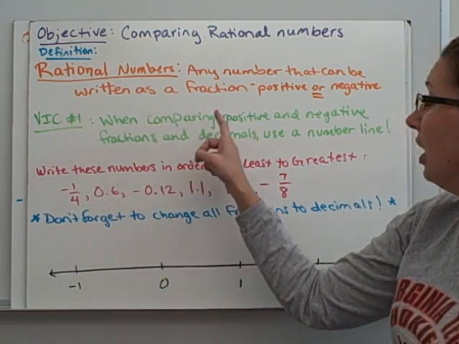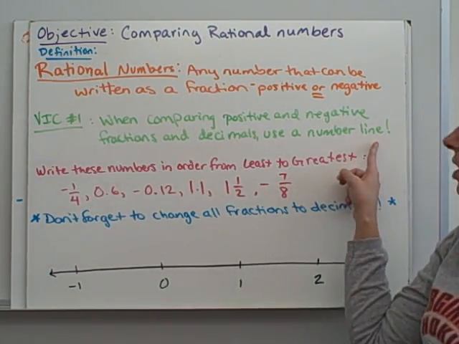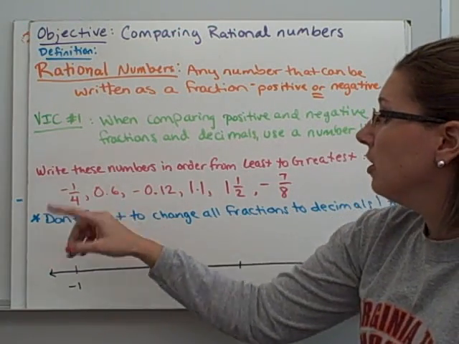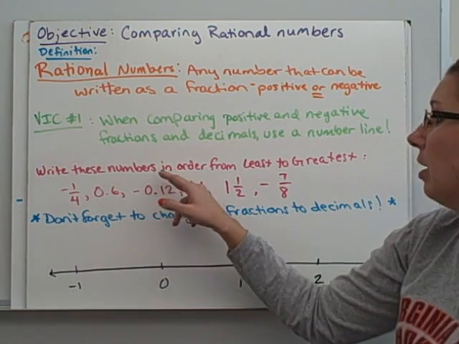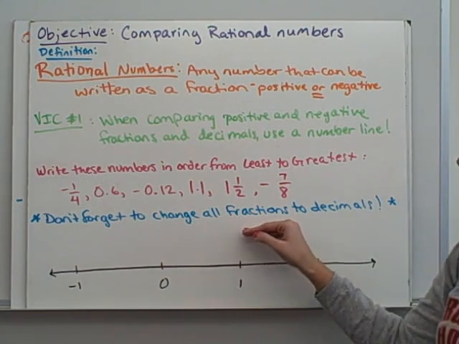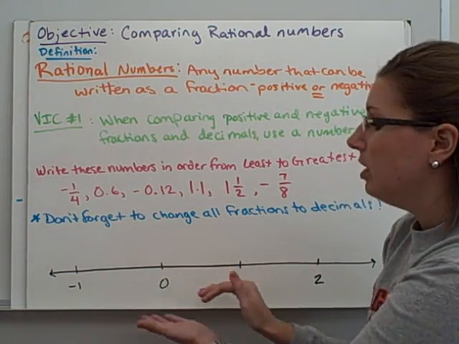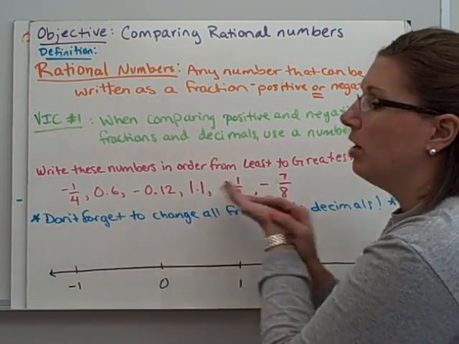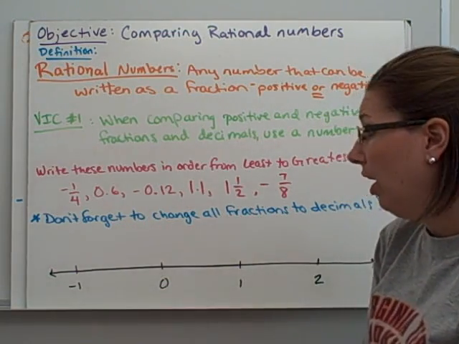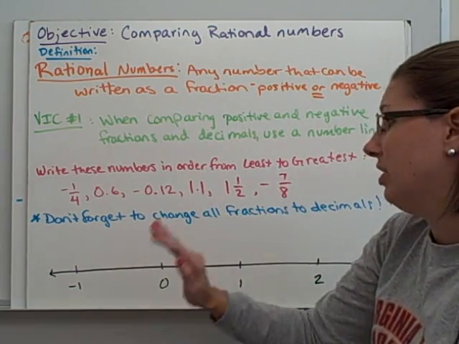Tip number one, when comparing positive and negative fractions and decimals, use a number line. That's going to help you tremendously. So our first example is to write these numbers in order from least to greatest. Don't forget to change all fractions to decimals. Remember, we're going to use a number line. We're going to transfer all these to decimals only so that it's easier to compare. And we've got some positives, some negatives, some fractions, some decimals.